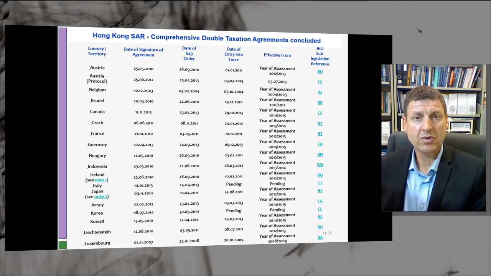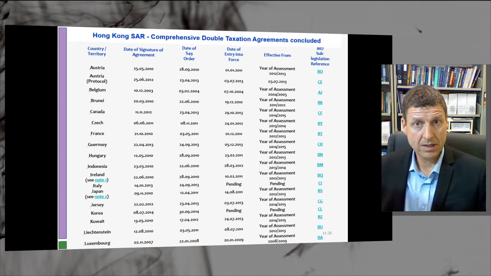So what has Hong Kong done? They have comprehensive double taxation agreements with a lot of countries around the world, and this is just to alleviate things for all of these country investors who have operations in Hong Kong that pay Hong Kong tax, and they're able to actually get relief from their own country's taxation.